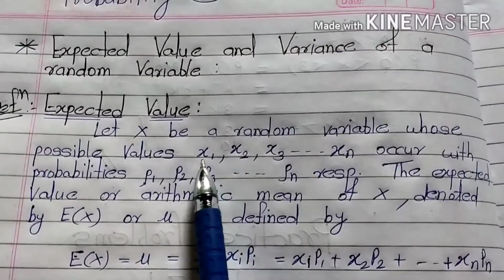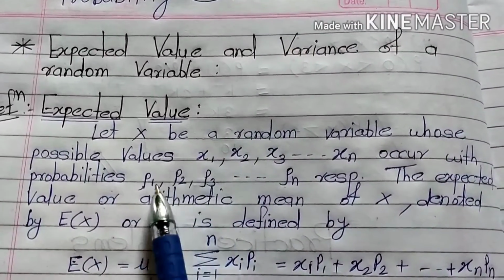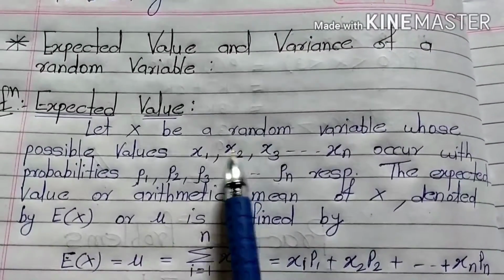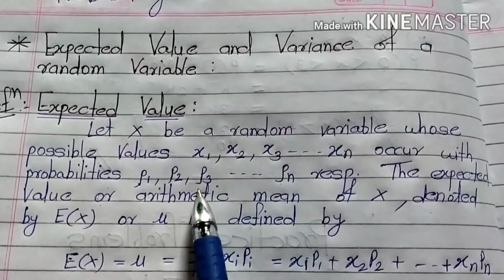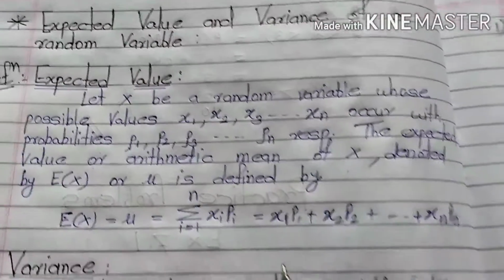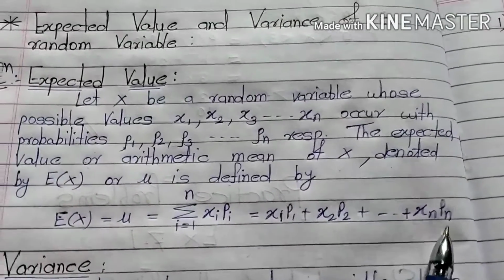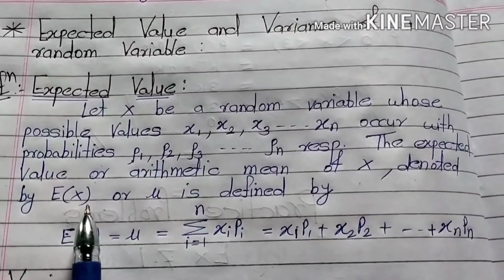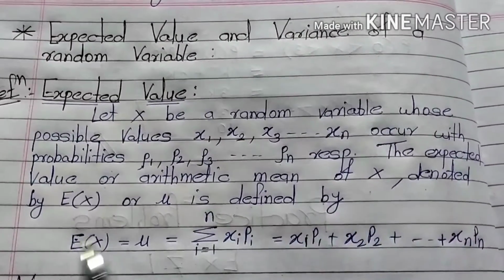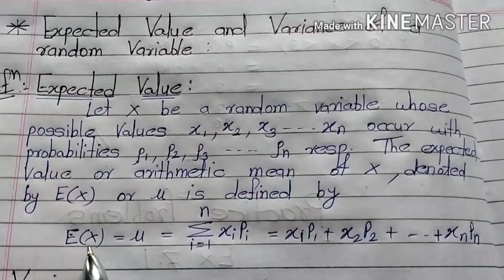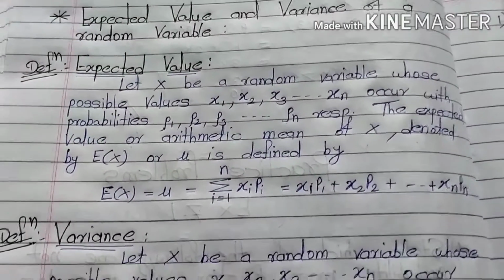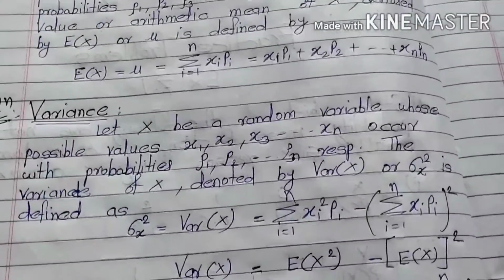This means the product of possible values and probability, that is x1 into p1 plus x2 into p2 plus x3 into p3 up to xn into pn. You can observe that. And this expected value is denoted by E(x) or mu. This expected value is also called the arithmetic mean of x. Now we move towards the next definition, variance.